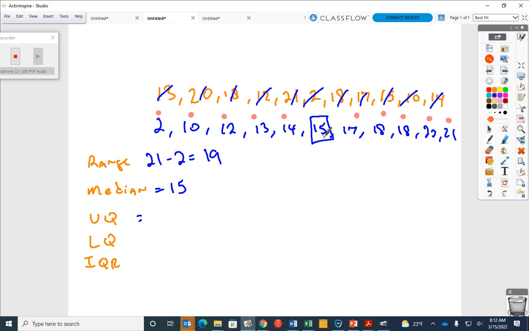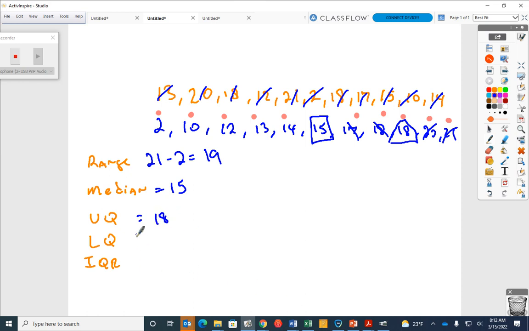My median is 15, right? So I'm going to find the median of all these. So I'm going to cross 1, 1, 2, 2. What's the median of these? 18. Okay, and by the way, this one goes in a box. This one you technically can put into a triangle that points upward. Okay, that's my upper quartile, 18.